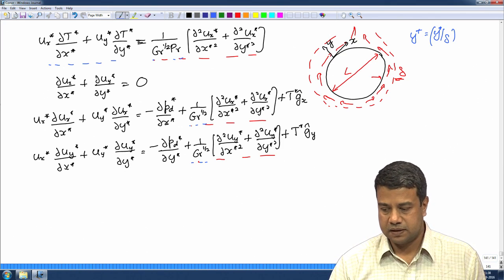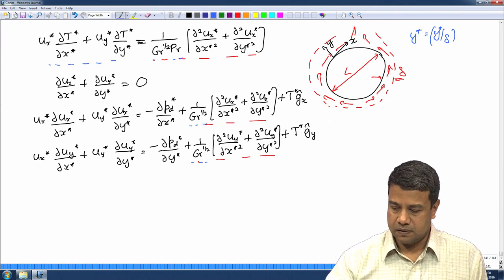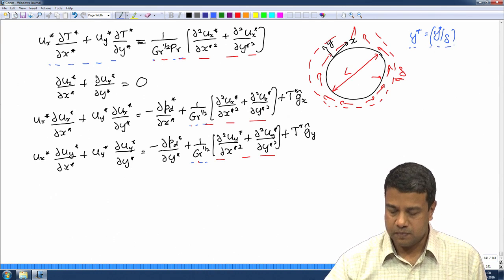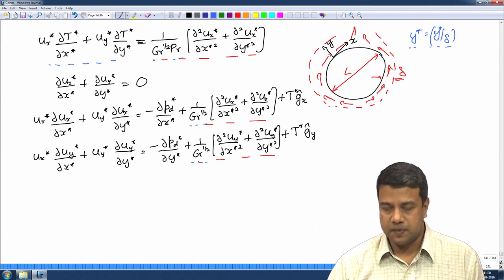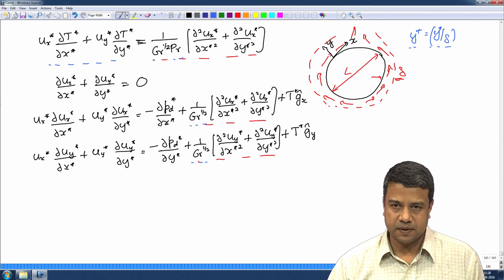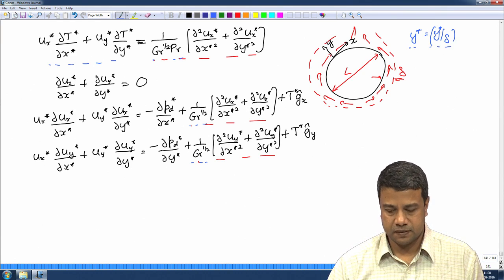So, first things first, I have to scale the cross stream coordinate by a boundary layer thickness. That boundary layer thickness depends upon angle, of course, but it does depend upon Grashof number as well. Okay. And then I put that into the conservation equations. So, let us look at the conservation equations one by one.